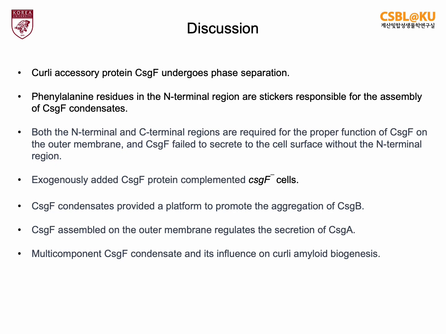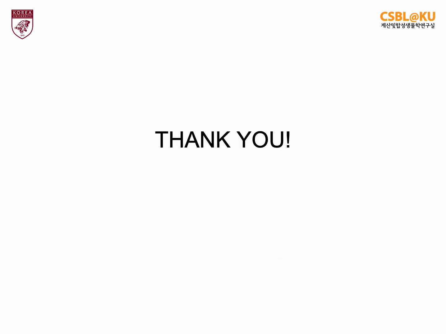Exogenously added CsgF protein complemented CsgF knockout cells, and CsgF condensates provided a platform to promote the aggregation of CsgB. CsgF assembled on the outer membrane regulates the secretion of CsgA. Taken together, this study provides insights into the interplay of multi-component CsgF condensates and their influence on curli amyloid biogenesis. This is the end of my presentation.